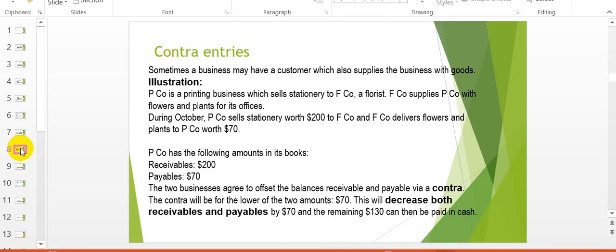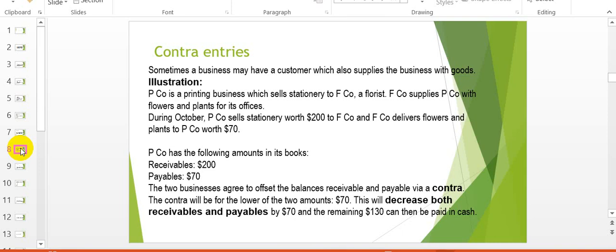The two companies may agree to offset the balances on the receivable and payable via a contra account. The contra would be for the lower amount, in this case the $70. Once the $70 has been knocked off from the $200, the receivable will now be showing a balance of $130, but the payables will be showing a balance of nil.